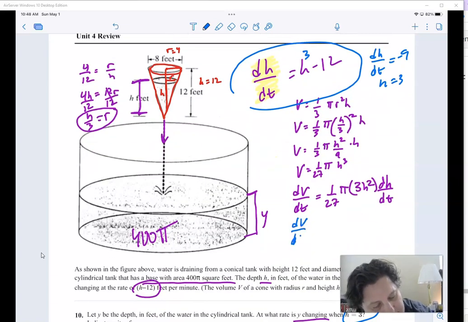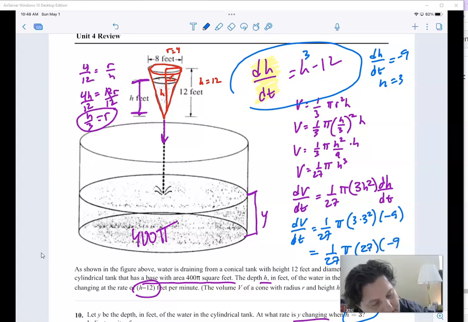So dV/dt is 1/27 pi, 3 times 3 squared, -9. That's 1/27 pi. 3 times 3 squared is 27. -9. The 27s cancel out. So this is dripping out of that one at a rate of -9 pi. And it's volume, so feet cubed per minute.